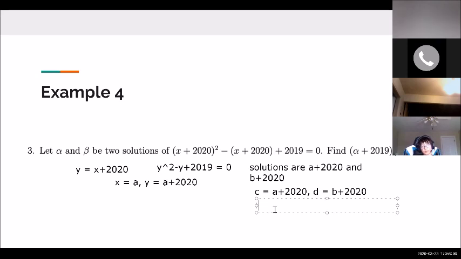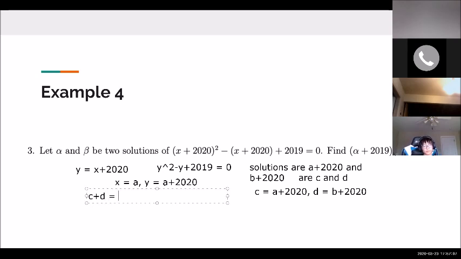So solutions, which means that these are C and D, because the solutions here are A plus 2020 and B plus 2020. So the solutions of this quadratic, y squared minus y plus 2019, are C and D, which means that we can find C plus D and C times D.